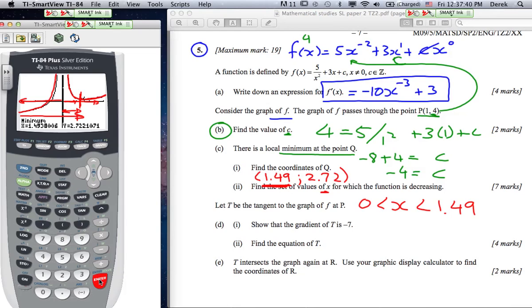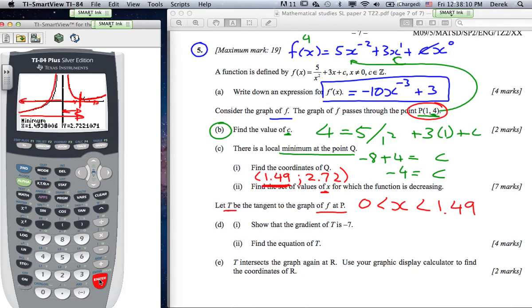Then it says let t be the tangent of the graph of f at P. Show the gradient of t is -7. So we're looking at this point over here, point P (1, 4), and we want to find the gradient of it, which is equal to -7.